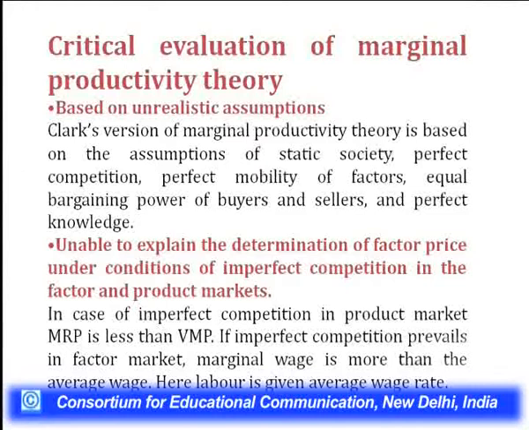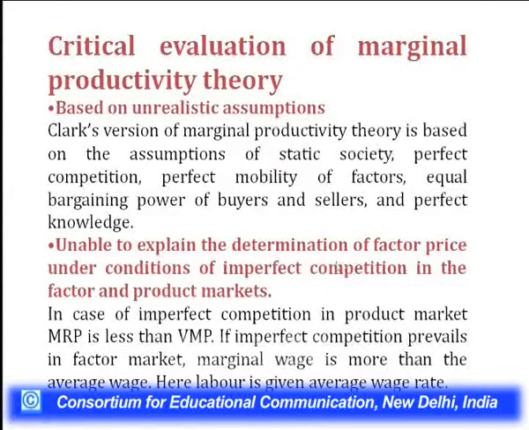You see that in the product market as well as in the factor market, there is no perfect competition, rather imperfect competition. And the economy is not static. Population is rising, technology is changing. So how can we say that the society is static and wage rate is determined on the basis of these assumptions? Buyers and sellers don't have equal bargaining powers. Sometimes sellers have more bargaining power, sometimes buyers have more bargaining power. And perfect knowledge is not there. Sellers are not aware of everything in the similar way. Buyers don't know what the prices are. So all these unrealistic assumptions naturally will lead to wrong conclusions.